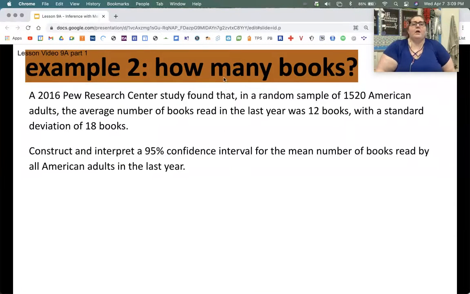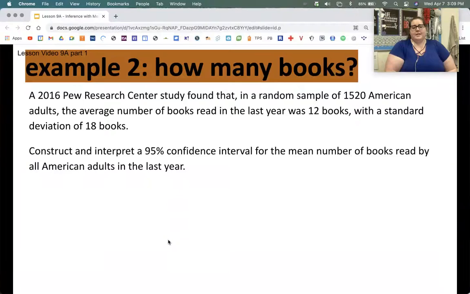So let's look at our example. For the first one, we're going to talk about books. A 2016 Pew Research study found that in a random sample of 1520 American adults, the average number of books read in the last year was 12 books with a standard deviation of 18 books.